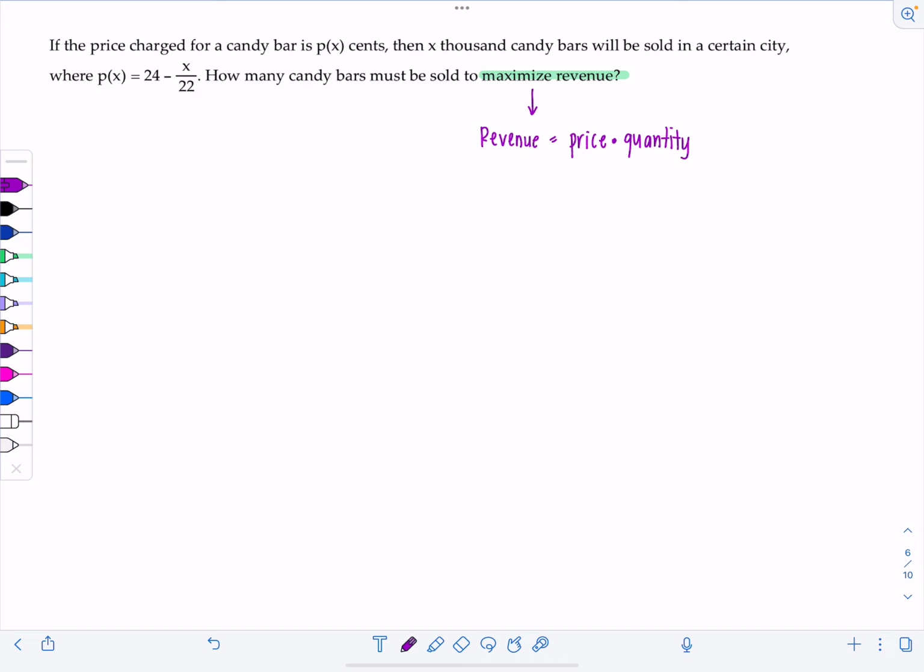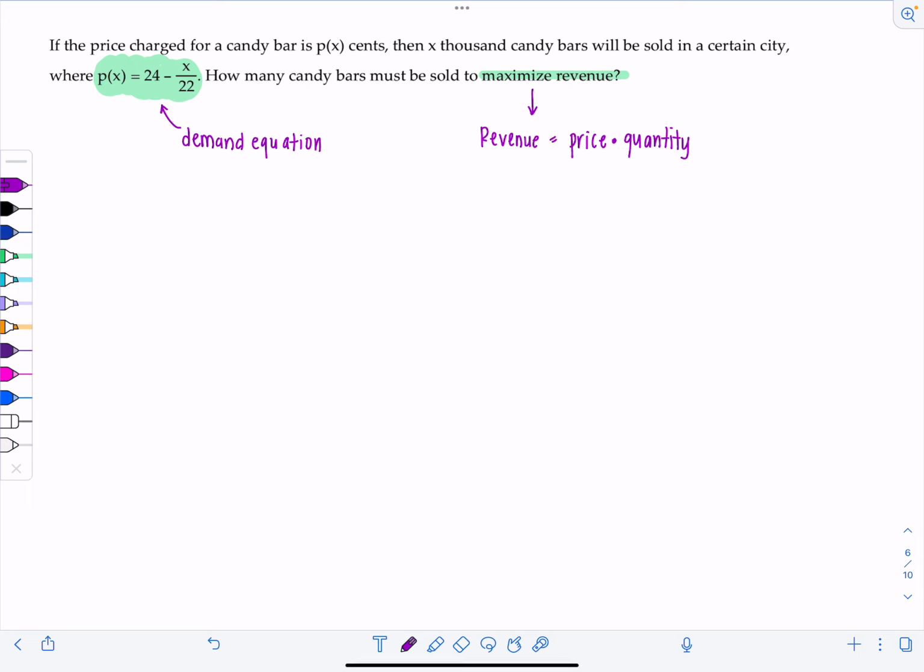And that should make sense. Revenue is the total amount of money coming in. And so you take however many units you're selling, that's the quantity, and you multiply by the price. They gave us here the formula for computing price in terms of quantity, x. x is being measured in thousands of candy bars. Technically, this right here is your demand equation. You don't need to know that to solve this problem, but that's what it is.